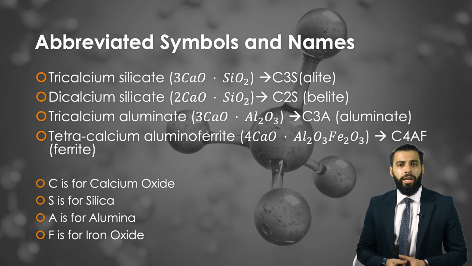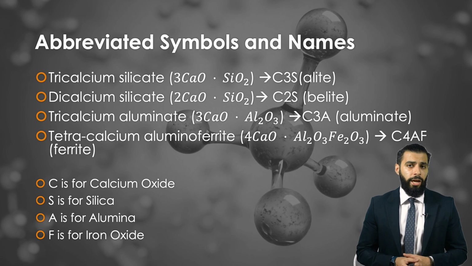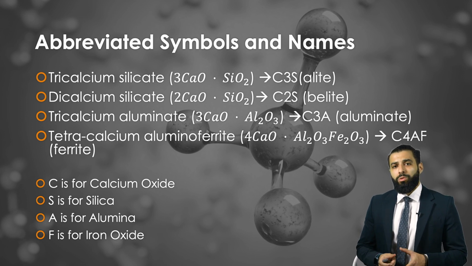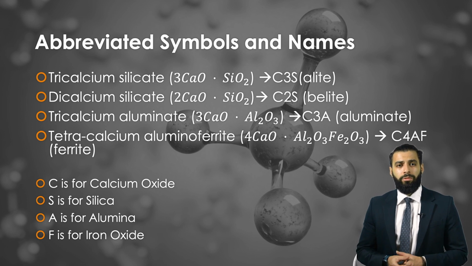For dicalcium silicate, it's C2S, abbreviated name is belite. Tricalcium aluminate, it's C3A, and it's referred to as aluminate. And then finally we have the C4AF, and that's your tetracalcium aluminoferrate. And for that, we just basically refer to it as ferrite.